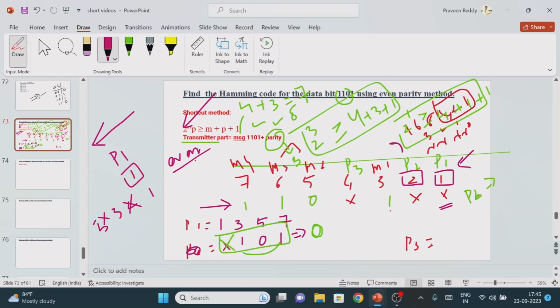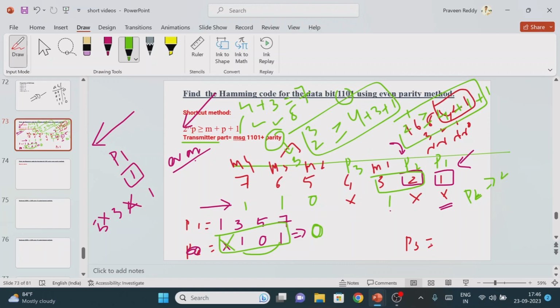So P2, which is in the second location, means at a time we need to consider 2 bits, then skip 2 bits, then consider 2 bits, then skip 2 bits, like that. Why do we consider 2 bits, then skip 2 bits? Because P2 starts from the second position, right? So we need to consider the values like that. At a time we consider 2 bits, which means we consider 2, 3, right?